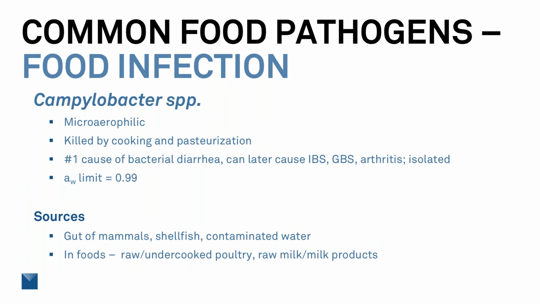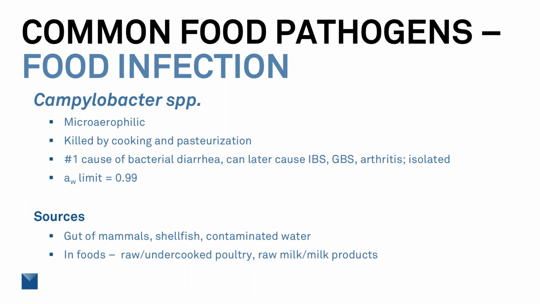Campylobacter is the last one we're going to talk about today. It's microaerophilic, so that's one where it has to have low oxygen, less than atmospheric. It also can be killed by cooking and pasteurization. It is the number one cause of bacterial diarrhea. So this is also known as traveler's diarrhea. If you ever get this when you've been traveling abroad, this is probably what you've been infected with.